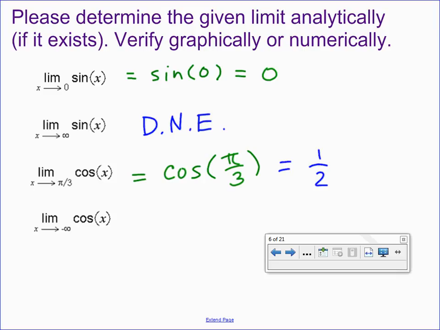And if we let x go to negative infinity, is there a particular y value that my cosine function approaches? No, for the same reason as number 2. Sammy's explanation holds true for the last one as well. Does not exist, so it doesn't equal anything. Does not exist. Again.